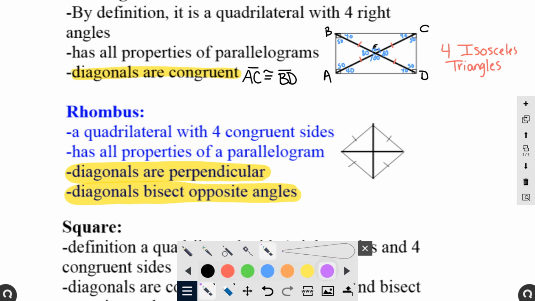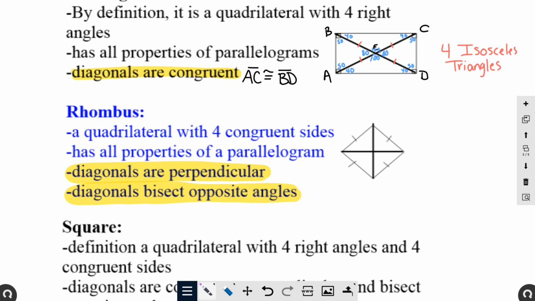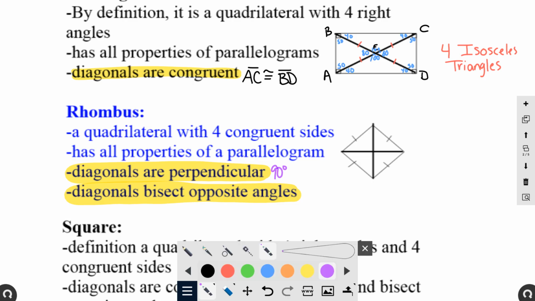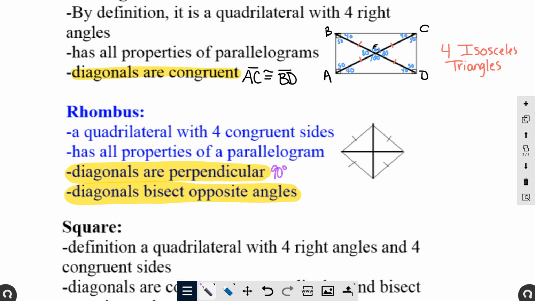So first off, what does it mean for diagonals to be perpendicular? 90 degrees. Good. It means that when they intersect, we are going to have a 90-degree angle. So all of these right here where they intersect together are going to be 90 degrees. So now we have made four right triangles. So in a rhombus, once you put in those diagonals, it makes four right triangles.